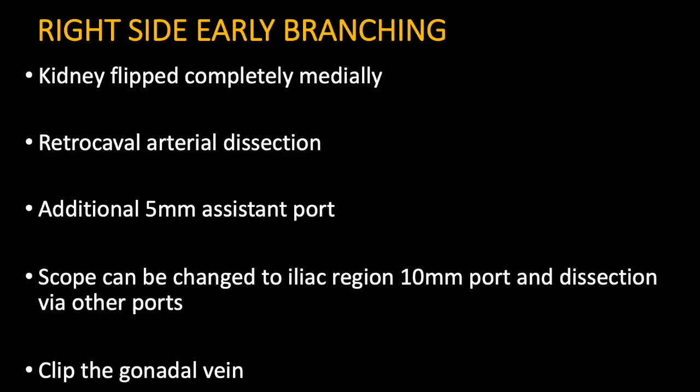To recapitulate, additional length can be achieved by completely flipping the kidney medially, retrocaval arterial dissection, additional 5 mm assistant port, scope can be changed to the iliac region 10 mm port, and the dissection can be done via other ports, and finally clip the gonadal vein to prevent unnecessary bleeding.